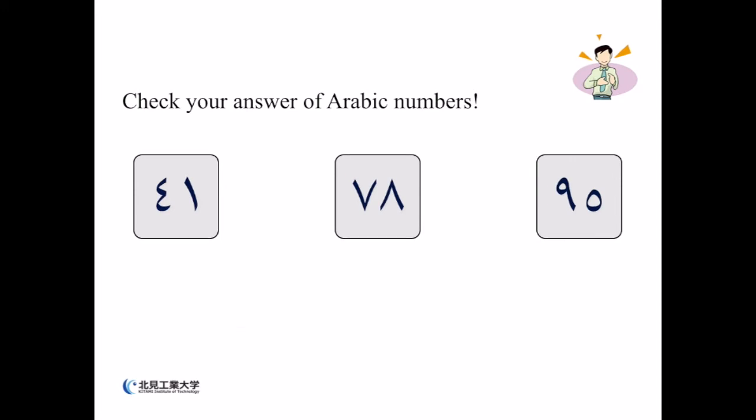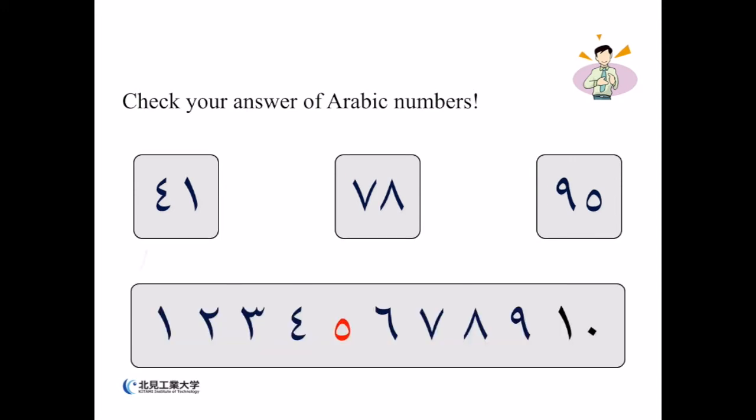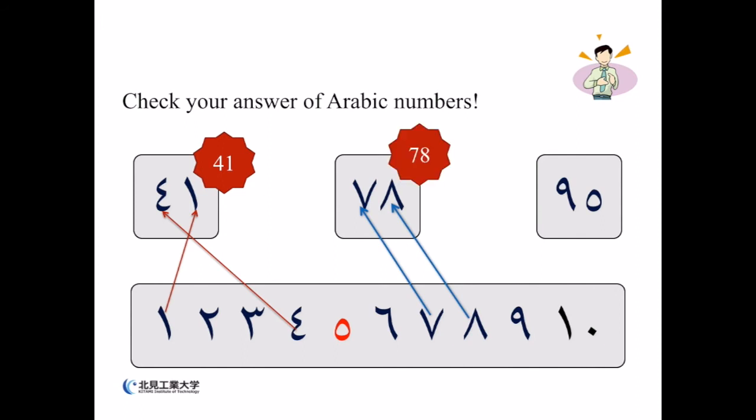Okay, then let's check the answer together. So this is 41. Okay, 1, 2, 3, 4, 500, 6, 7, 8. So the answer is 78. 9, 10. So the answer is 95. Okay, and 95 is very interesting because this one in Japanese is 90 and in English is 90, but in the Arabic language it is 95.